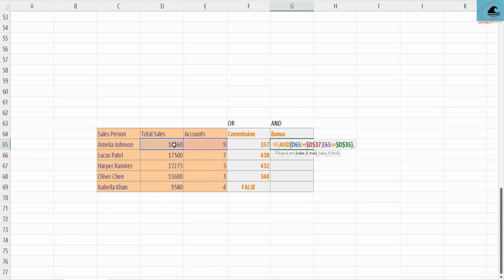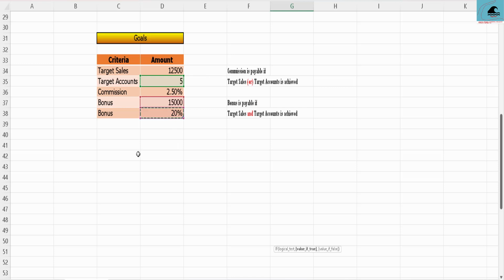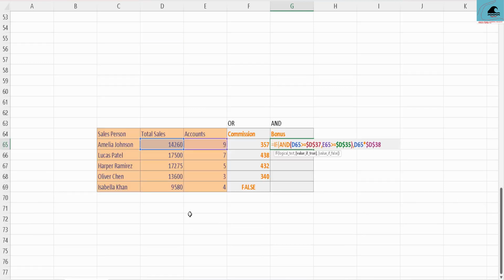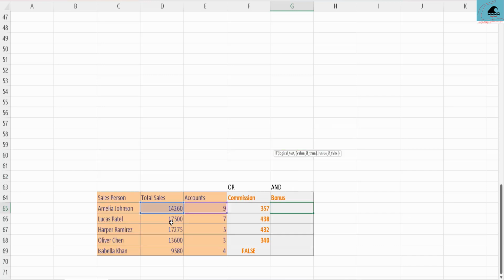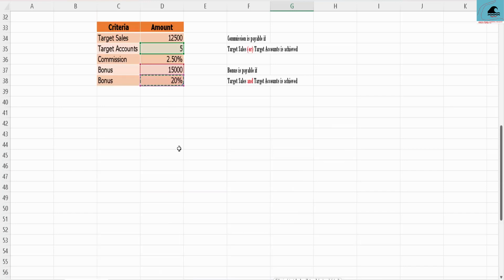What is the value? The value is total sales times the 20% bonus. I am locking the 20% with an absolute reference so that for all salespersons it is locked at 20%.